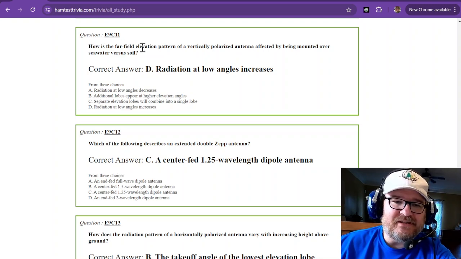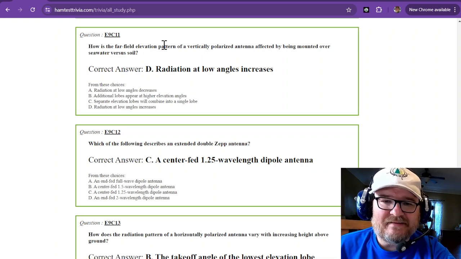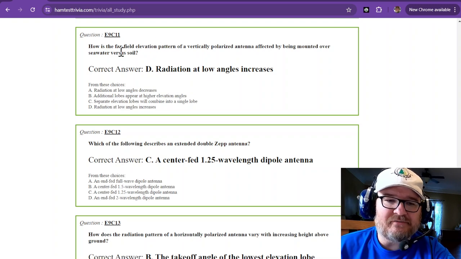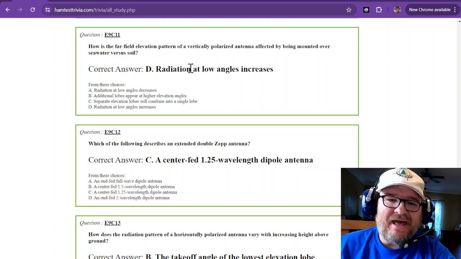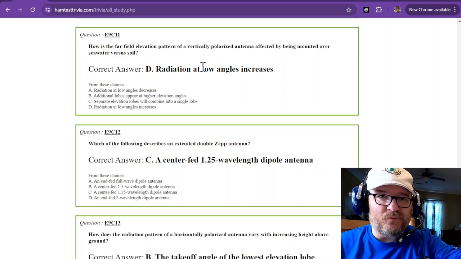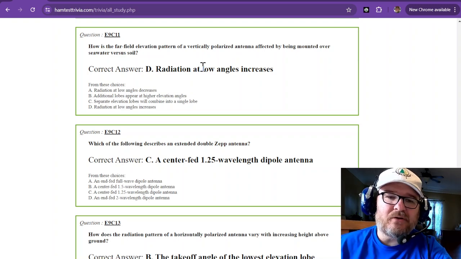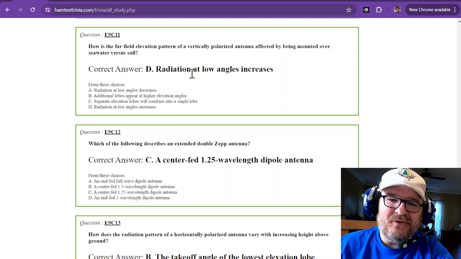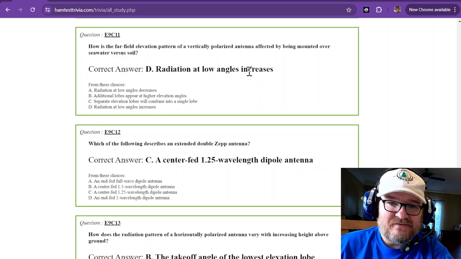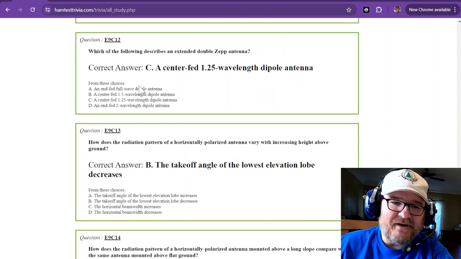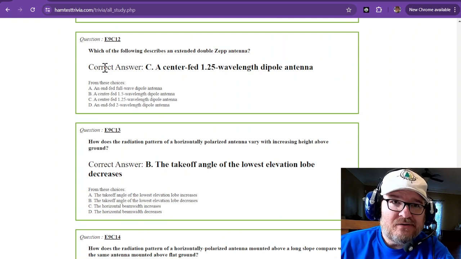How is the far field elevation pattern of a vertically polarized antenna affected by being mounted over seawater versus soil? The far field elevation pattern is radiation at low angles increases. So the radiation at low angles increases. Being over salt water is almost like the most perfect ground. So if you go out on some seawater and play radio with a vertical, then you get some good stuff, some good DX, the signals are great. It's fun to do. Even murky water provides better gain than just some regular old dry dirt.